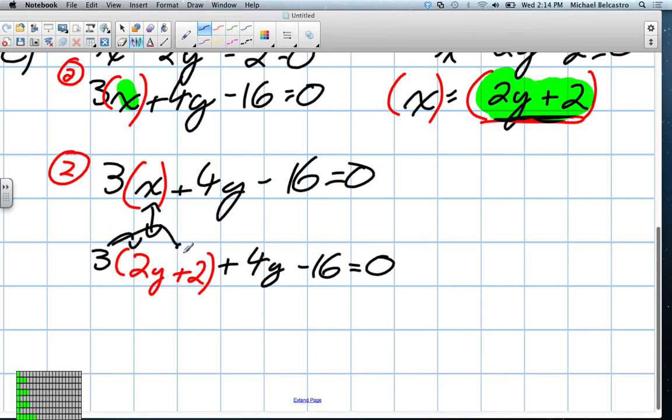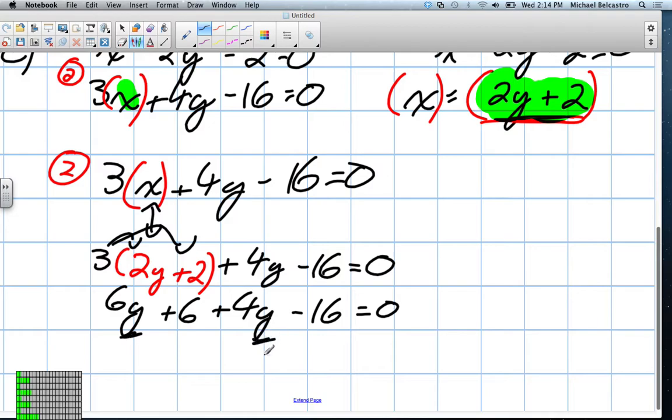I now have to distribute my 3. 3 times 2y will give me 6y. 3 times 2 will give me 6. Plus 4y minus 16 is equal to 0. Now I only have one variable left, that one variable being the y. So we're going to solve for that variable y. We'll collect my like terms. 6y and 4y is going to give me 10y.